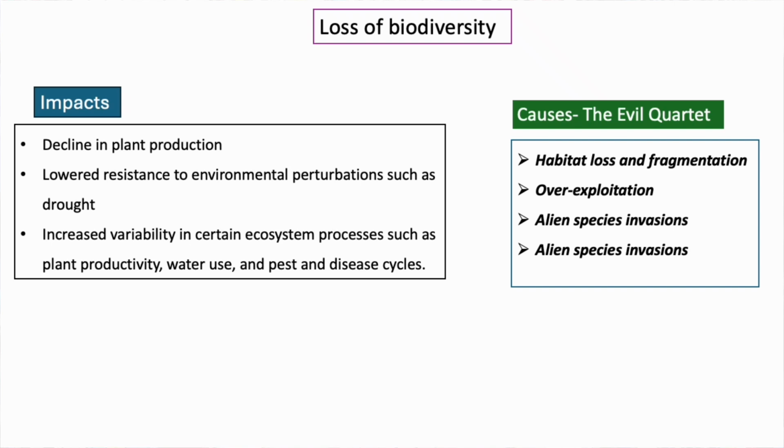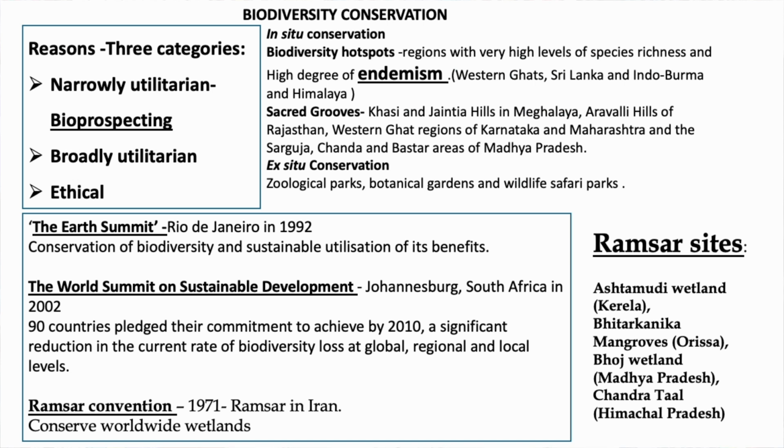Then we learned the loss of biodiversity. First, we learned the impacts of loss of biodiversity which can occur in the biosphere in future, and the causes of biodiversity loss which is explained as the evil quartet. All the examples under this, please learn it. Then we went to the different ways of conservation of biodiversity.